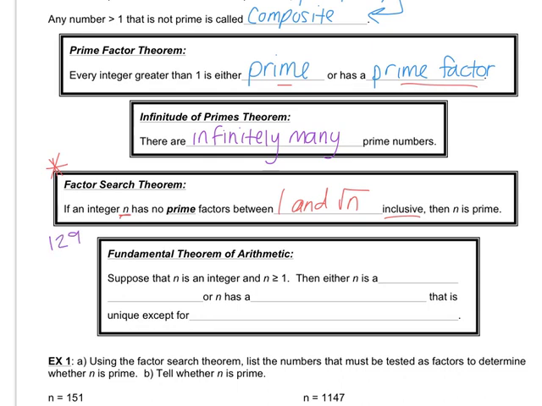Instead of checking, can I divide 129 by all of the numbers between 1 and 129, all I have to really check are all of the numbers between 1 and the square root of 129. So that narrows down a smaller set of numbers to check to see if they're factors of 129. And if none of those numbers between 1 and the square root of 129 are factors of 129, then it is in fact prime. And we'll do some examples in a minute so you can see what I mean by that.